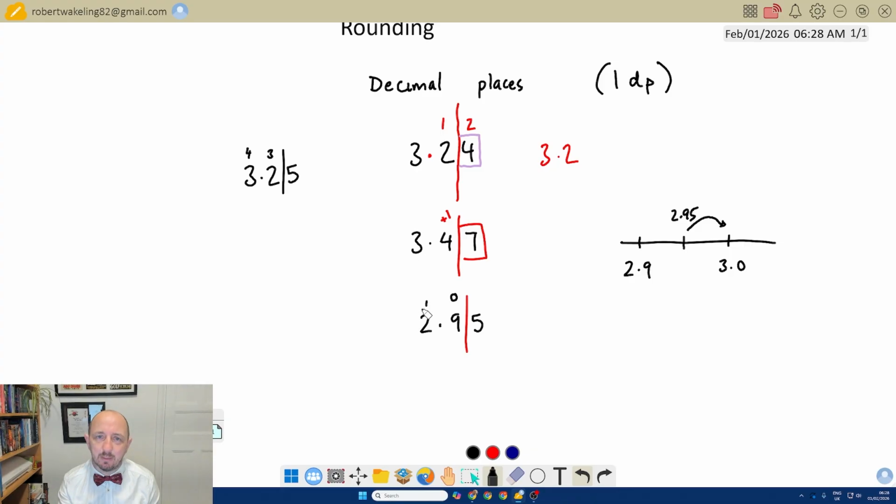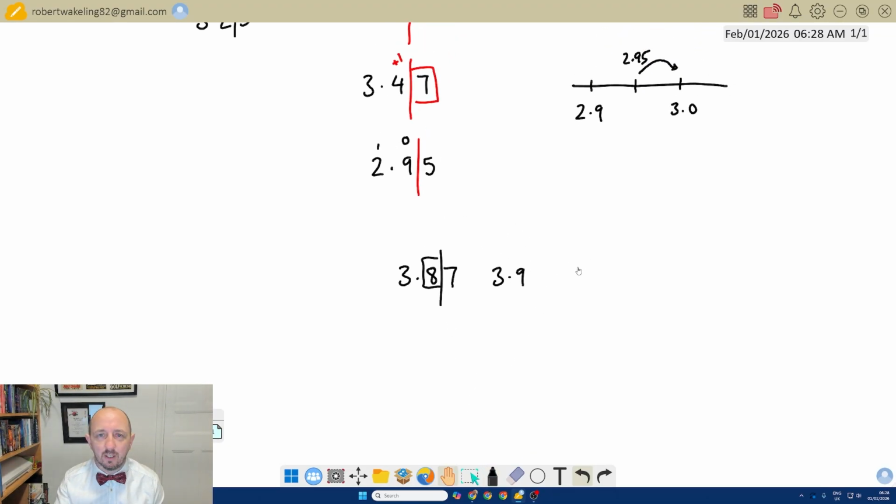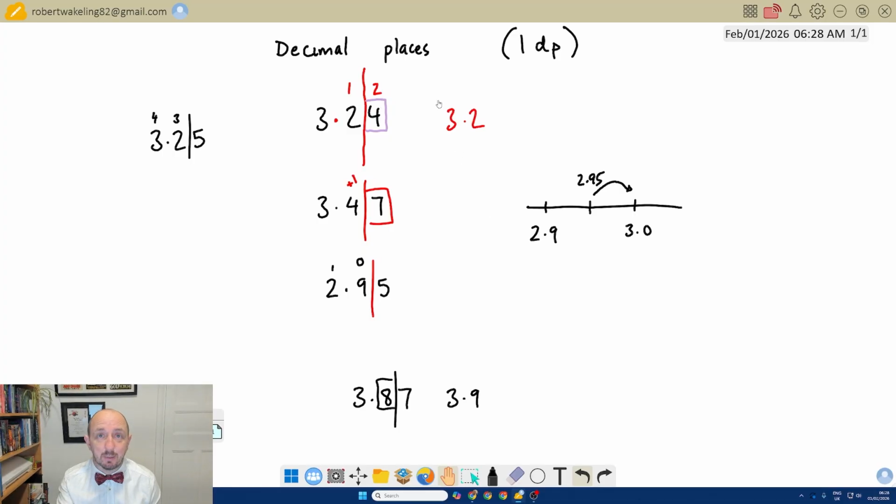So yes, that can be confusing, but 99% of the time, it's not going to be like that. It's going to be something like 3.87, cut the line, 3.8, but the 7 makes it go up to 3.9, and you just have to mess with this 1 digit here. Okay, so there are some difficulties around what happens if it's a 9, but apart from that, it's very straightforward. Okay, so this is decimal places.